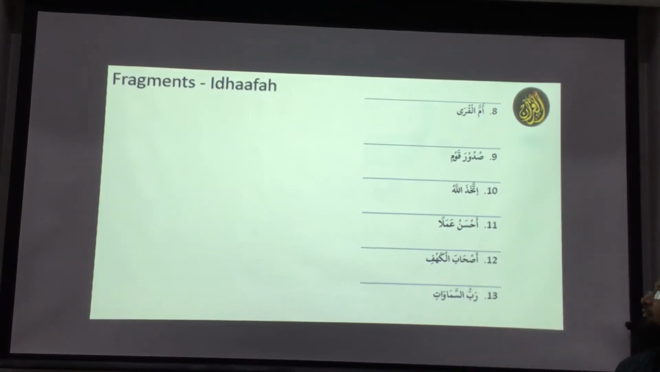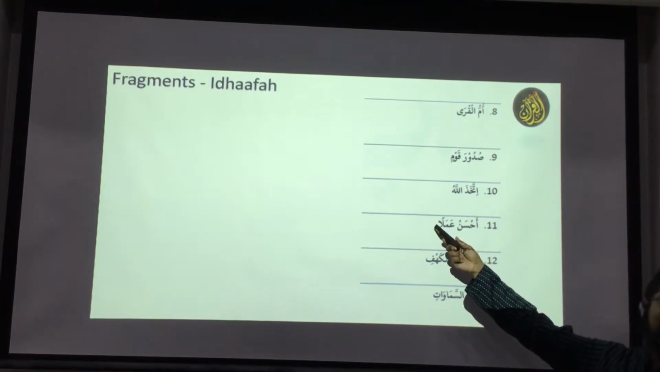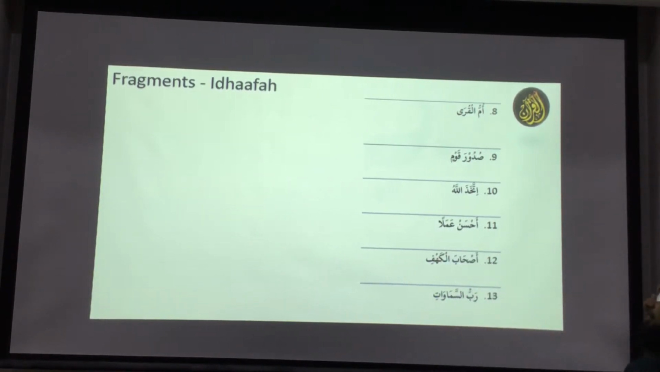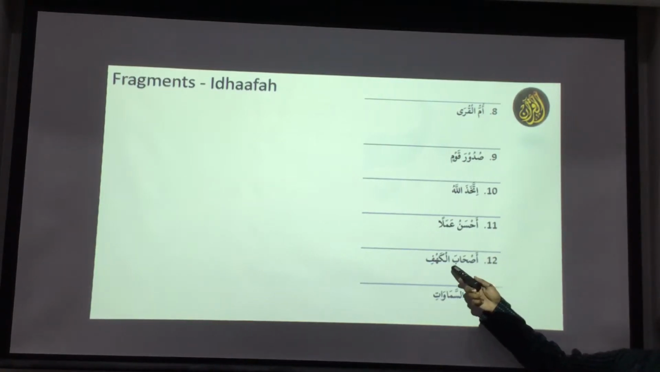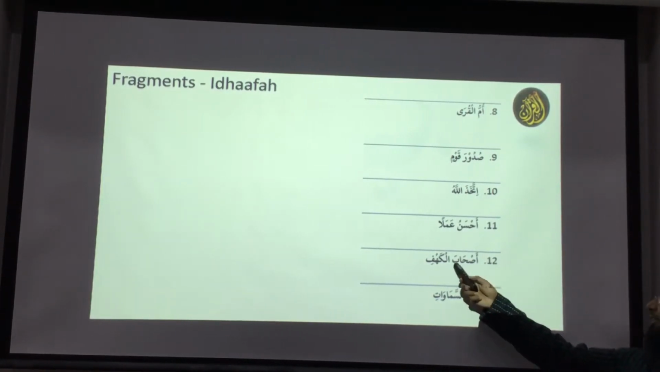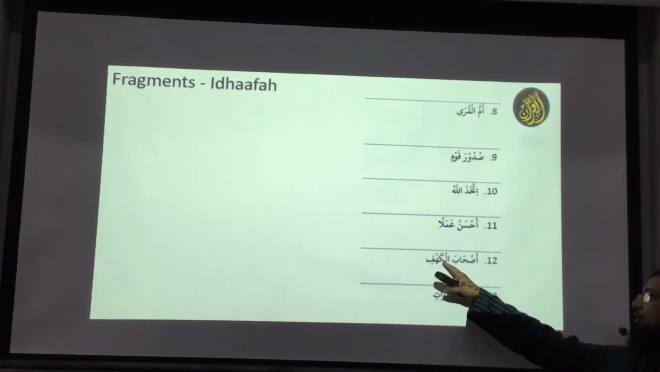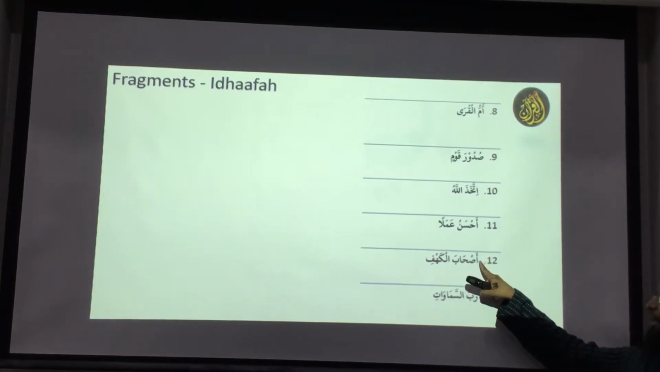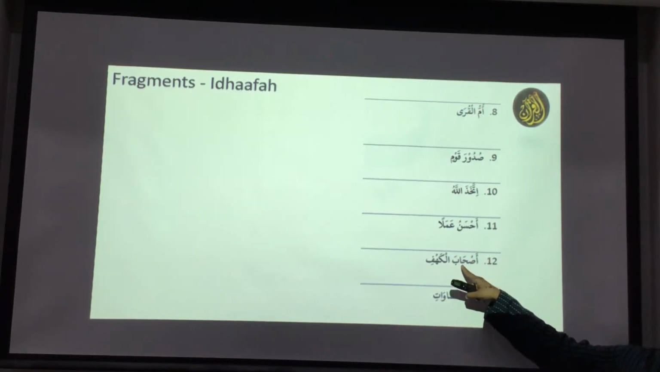Ahsanu amalan. No. Why no? Because amalan is nasab. It is not jar. It's not amalin. Okay. Ashab al-Kahfi. Everybody knows who are the Ashab al-Kahfi? Yes, it is, right? Ashab al-Kahfi. Because Kahfi is jar. Ashab has no alif lam. Ashab means the people, okay? The inhabitants of the cave.